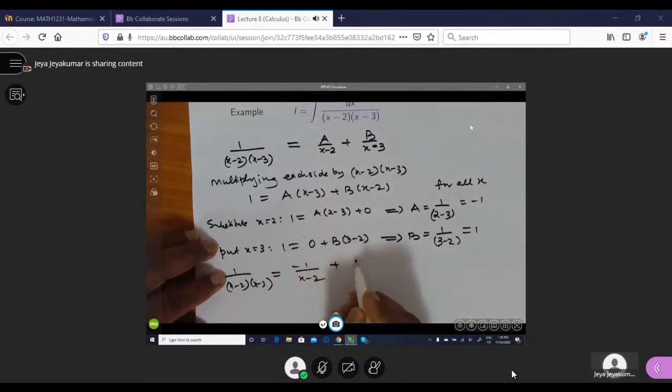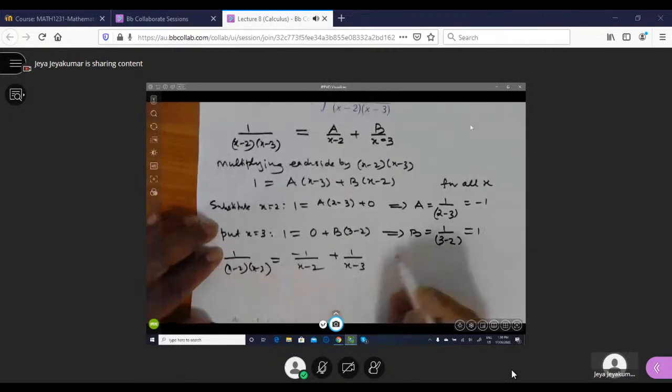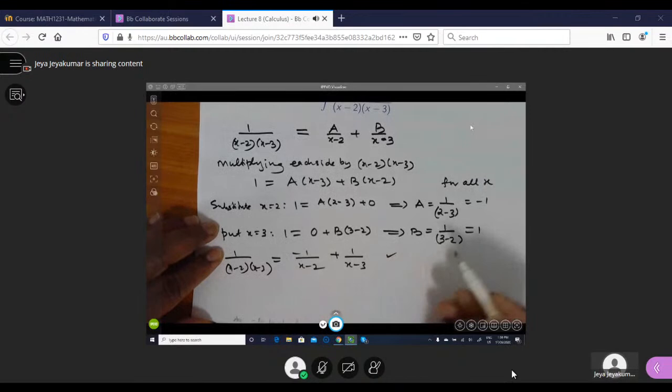B is 1 over x minus 3. Check that your calculations are right. You have minus x plus 3 plus x minus 2, so that's 1. That's 1, so that is correct. Now you can integrate it easily, term by term.